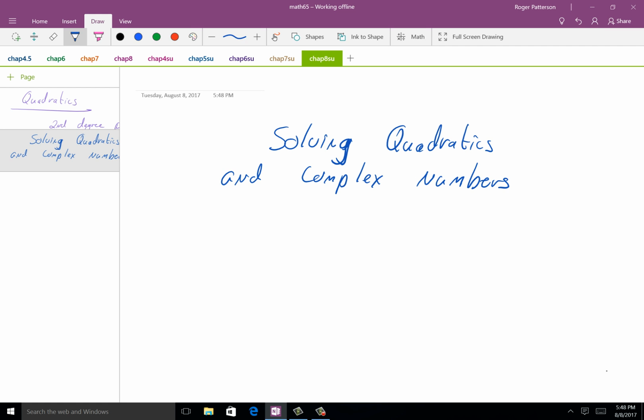So 8.4, we're going to talk about solving quadratics and complex numbers. Basically, what I'm going to do is talk about what a quadratic graph looks like. We did a little bit of that last week on Thursday. I want to go back and do that again, show you a couple different situations with solving them, and then we'll do the complex numbers.